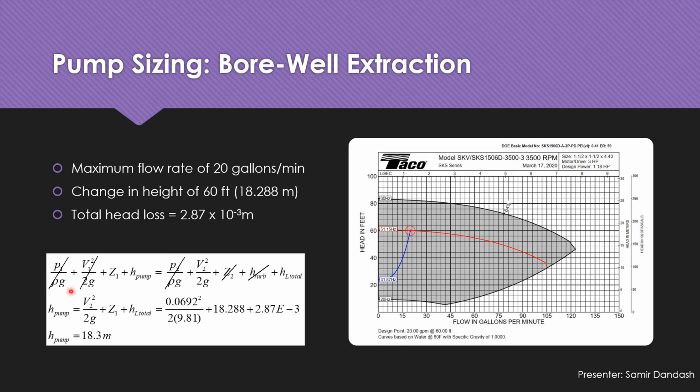By applying Bernoulli's equation, we determined that the pump head is around 80 meters, and picked a suitable variable speed pump from the TACO charts. The borewell extraction pump we picked has 26% efficiency and a maximum RPM of 3500 operating at 3 horsepower.